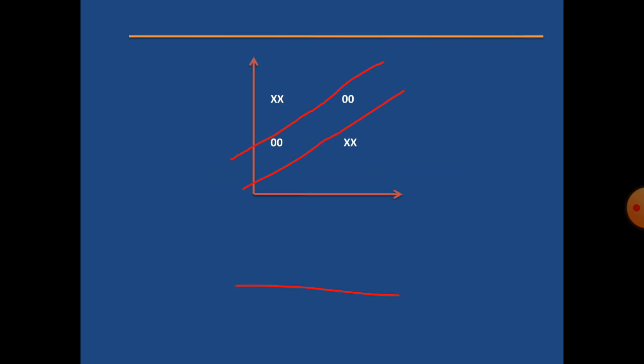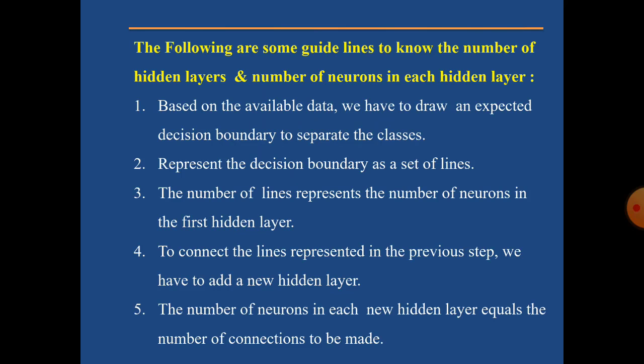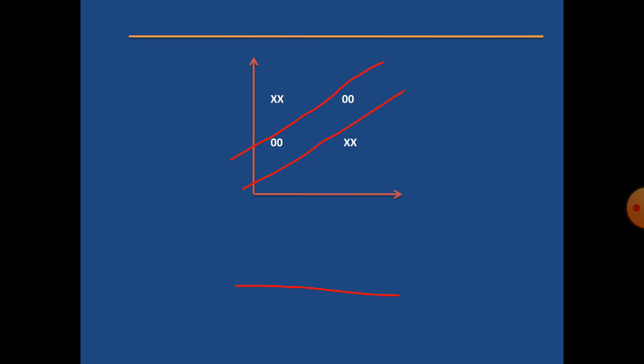So we have identified that definitely there should be hidden layers, because we are working on non-linearly separable patterns. The question is how many hidden layers we should have, and how many neurons each hidden layer consists of. The number of lines represents the number of neurons in the first hidden layer. We have drawn two lines, so the first hidden layer should have two neurons.